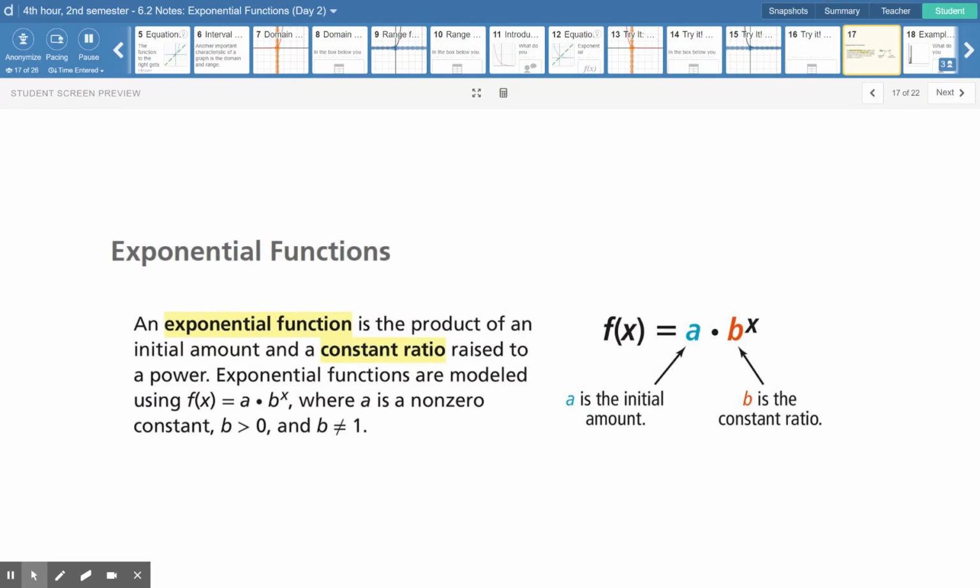Now, something that's important for exponential functions: an exponential function is a product of an initial amount, which is really the y-intercept, and a constant ratio, which is the pattern for the table. So I do want to mention that this is going to be the y-intercept in our class, and this is going to be the multiply pattern. You can use the times symbol or you could use the parentheses. Either works.